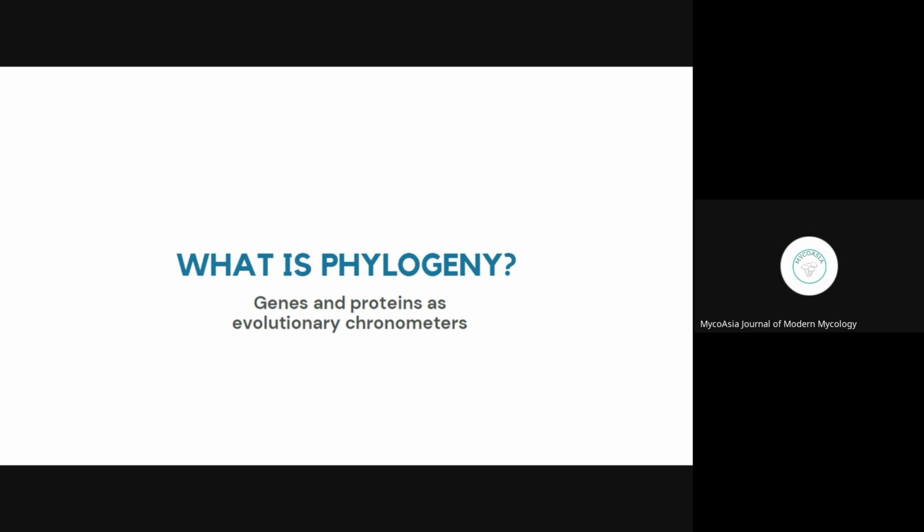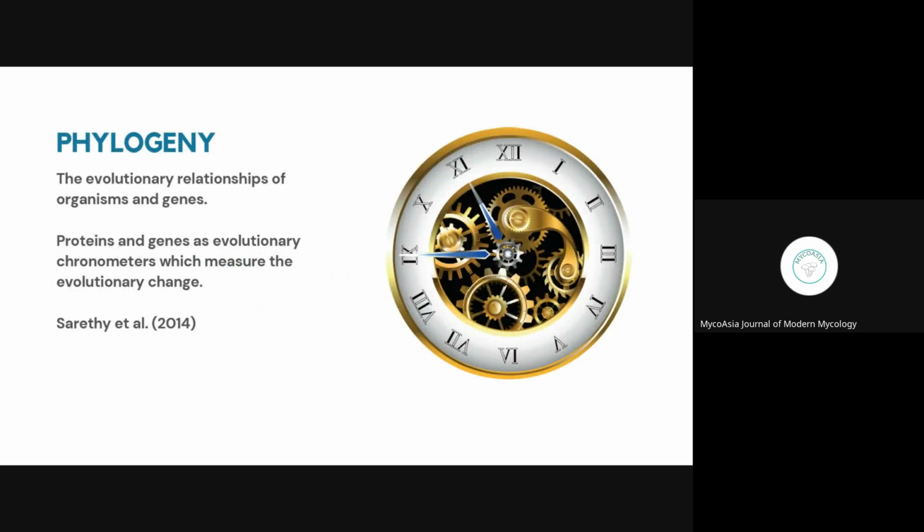If we use the information hidden in the genes and proteins of our cells, then we can get insights about what might have happened 100 years back, 10,000 years back, 1 million years back. It depends upon the genes or proteins you're going to use. The information will be specific to the genes or gene regions you use. So that is the funda of phylogeny. Basically, phylogeny is nothing but the evolutionary relationships of organisms and genes. This is based on the idea that proteins and genes act as evolutionary chronometers, which can help us measure evolutionary change.